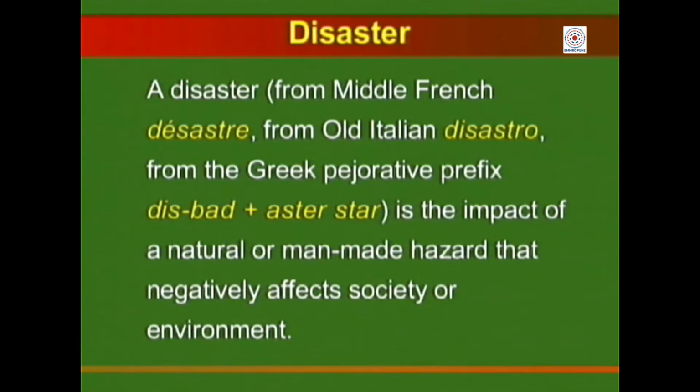What is disaster and where has it arrived from? Disaster is basically from the French word désastre, maybe the Italian disastro, and the Greek prefix dis, meaning bad, and aster, star. It is the impact of a natural or man-made hazard that negatively affects the society or the environment.